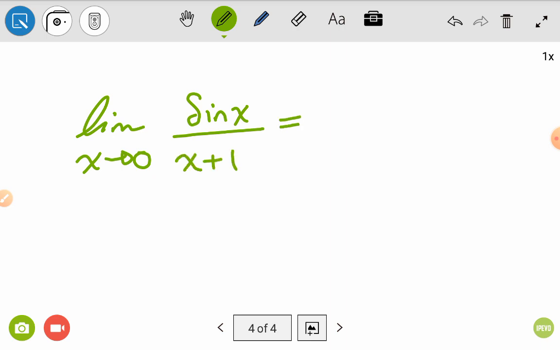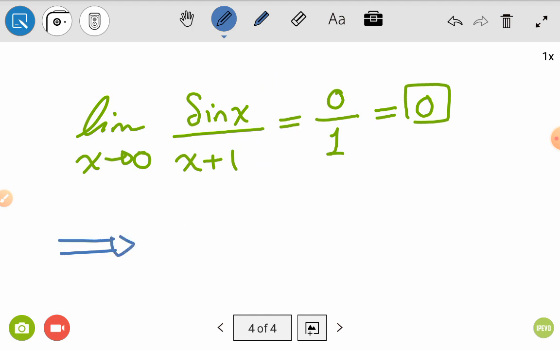When you apply the substitution, substitute 0 for x. Sine 0 is 0, over 0 plus 1, which is 1. And 0 over 1 is 0. It's not indeterminate form, so it's wrong to use L'Hopital's rule here. It's not useful to apply L'Hopital's rule.